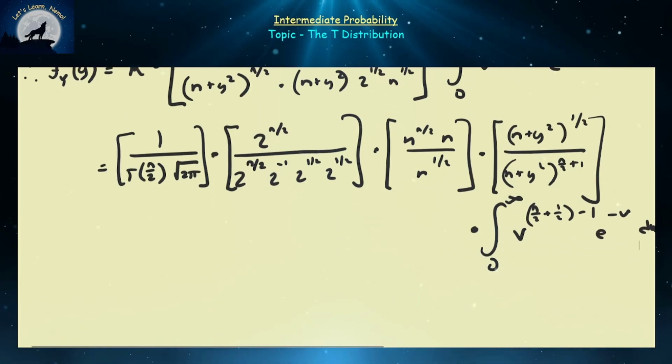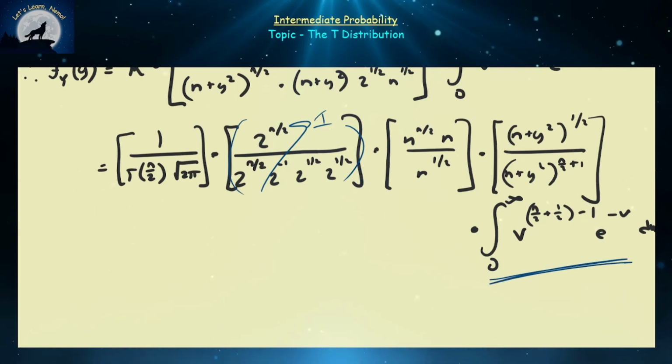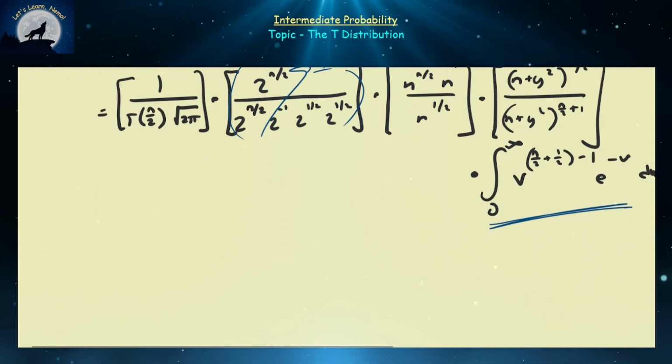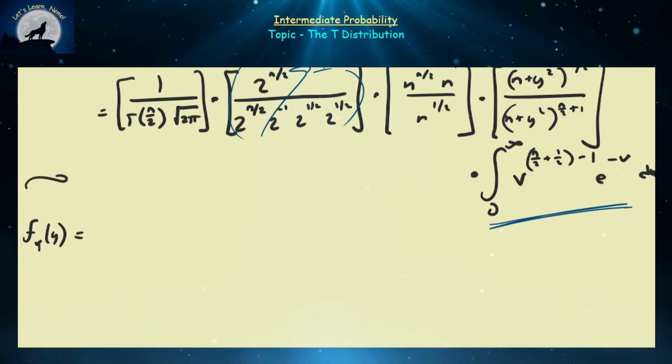Now let's start with this 2 bracket. Notice that everything in this bracket cancels with itself, and that's just going to be equal to 1. That's actually very beautiful. This last integral is just a gamma function, so we're just going to throw that in the front with its gamma friend. And then we're going to have, let's just write this instead, f_Y of y will be equal to gamma of n over 2 plus 1 over 2, which is just the same thing as gamma of (n plus 1) all over 2.